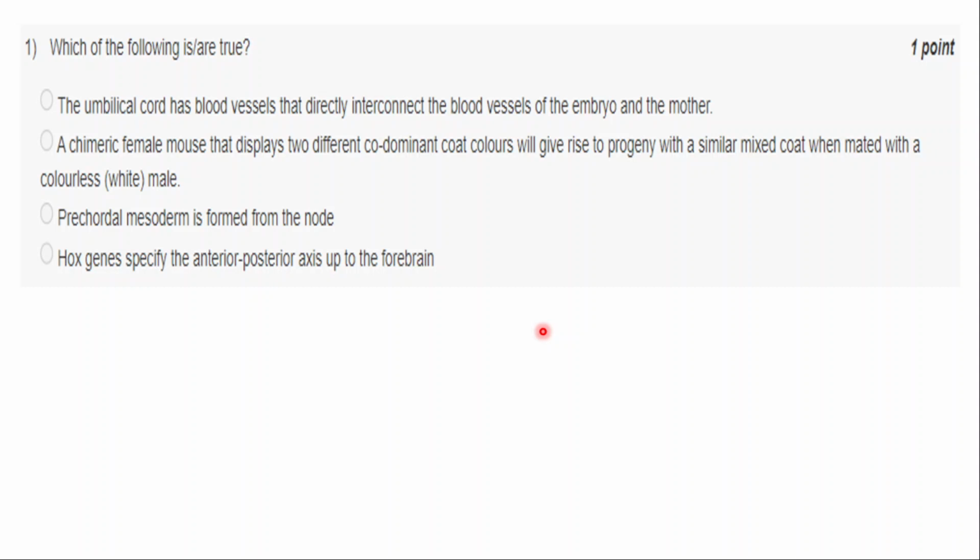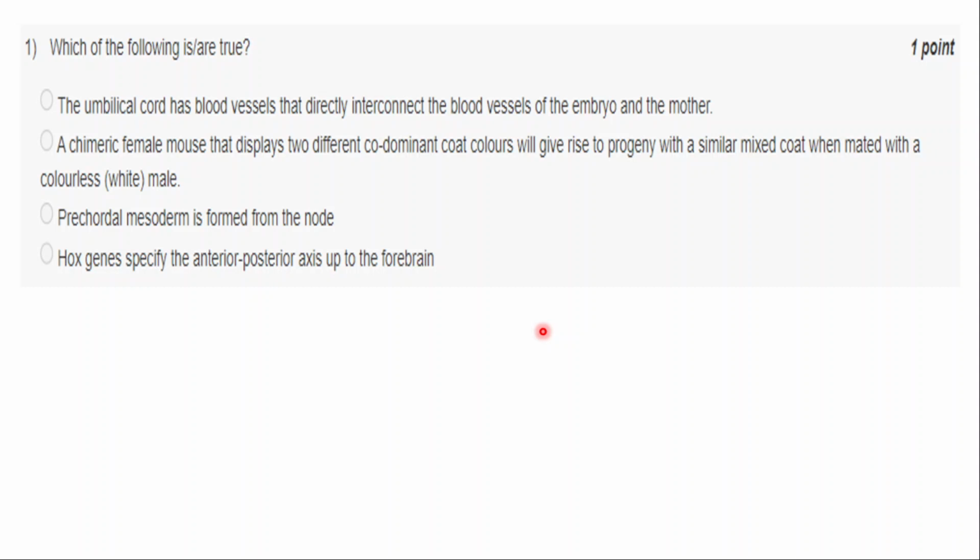Option A, the umbilical cord has blood vessels that directly interconnect the blood vessels of the embryo and the mother. Option B, a chimeric female mouse that displays two different codominant coat colors will give rise to progeny with a similar mixed coat when mated with a colorless or white male. The third option, precaudal mesoderm is formed from the node. And fourth option, Fox genes specify the anterior posterior axis up to the forebrain.